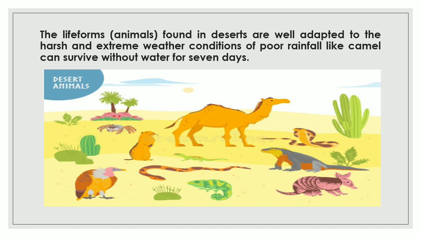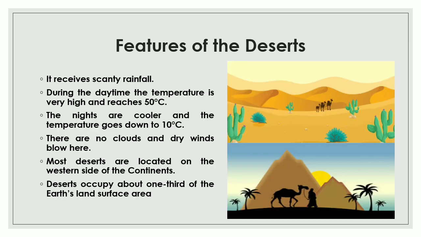Likewise, if we talk about plants, we generally find the cactus or the aloe vera, right? They have little thorns. There are no leaves on them, because if there were leaves they could lose water, right? They also have long, deep roots. So now let's come to the features of the deserts.